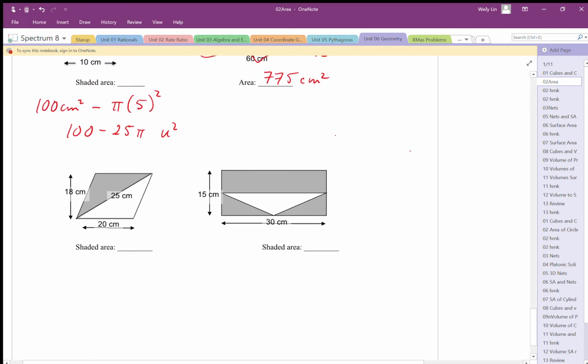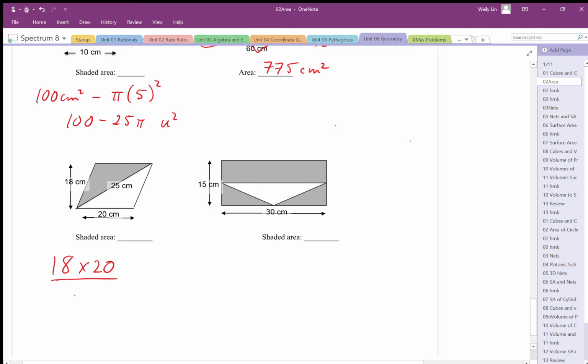The last two here, this is a parallelogram. Well, to get the area of the parallelogram, remember I have to have 90-degree lengths, so 20 times 18. If I do 20 times 25, that's not a 90-degree angle. That doesn't give me squares, so I can't use that. So I'm going to do 18 times 20 to give me the whole parallelogram, and then I only want half of it. Okay, so I get 180 centimeters squared. I only want the half area that's shaded.